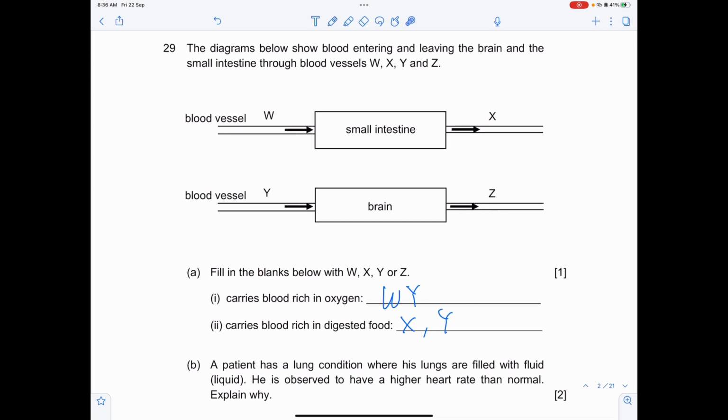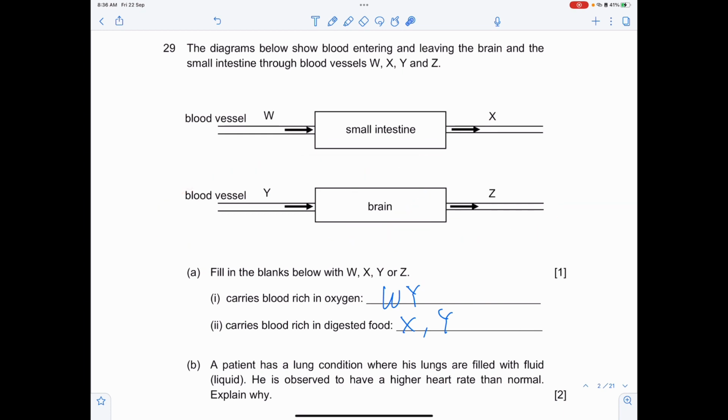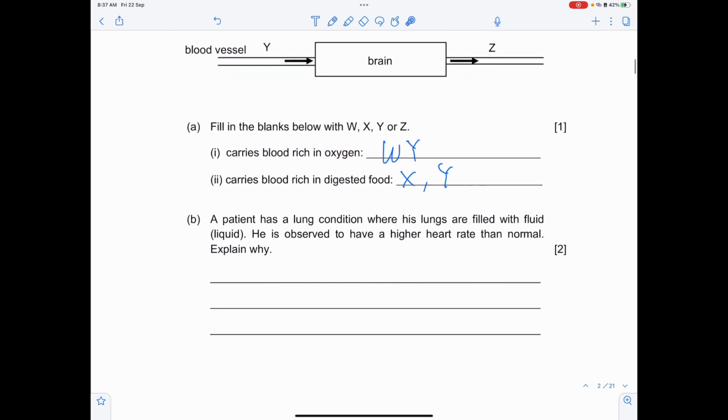Now the reason is, when it enters the brain, when you compare Y and Z, just between these two only, definitely Y will contain more digested food than Z, because as the blood passes through the brain, the brain will have used up the digested food for respiration. Over here, the opposite happens. Why? Because your small intestine absorbs digested food. So because it absorbs digested food, whatever comes out will have a higher content of digested food. Okay? Next.